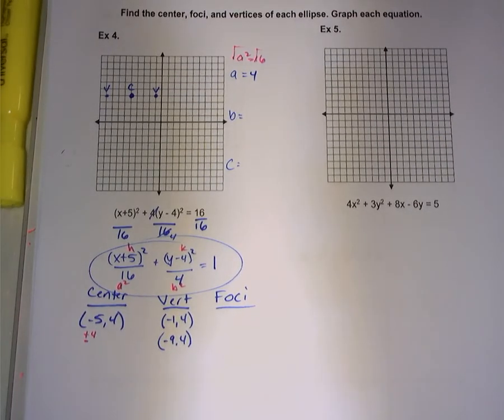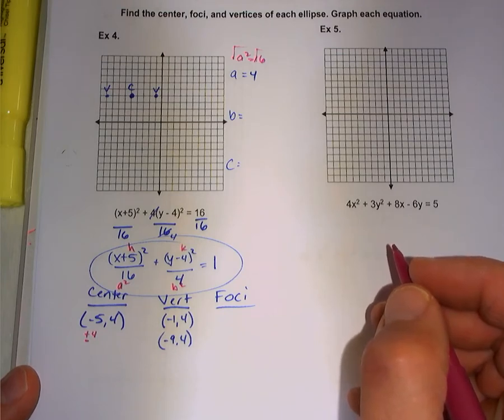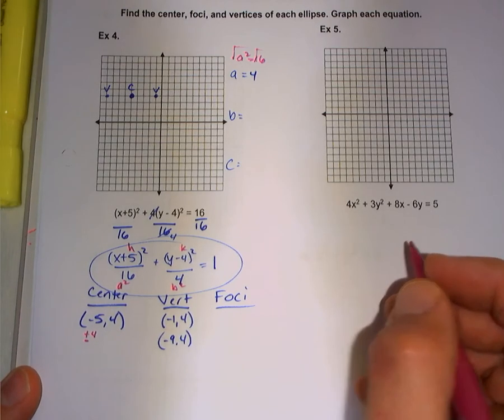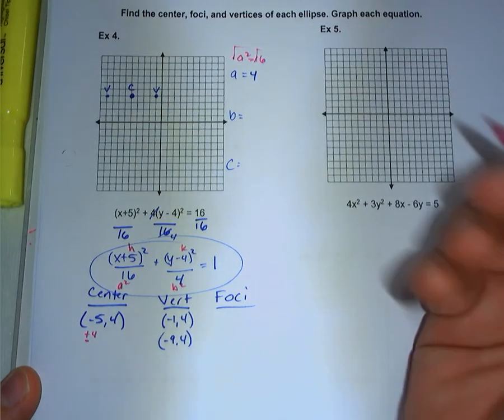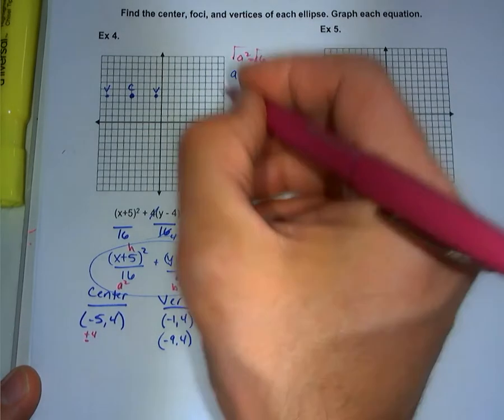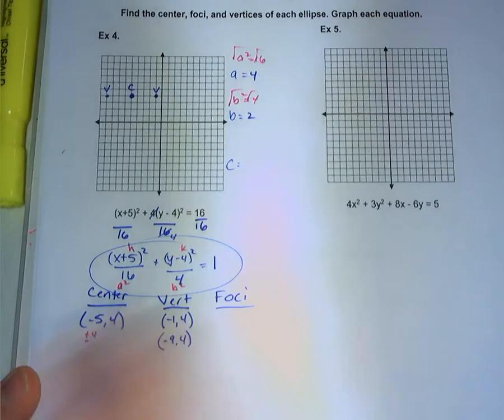B. Tommy, what's b? We know a squared was 16. What's b squared? Nope. What's the little guy? What's the little guy down there? 4. So b squared is 4. So square root that guy. And that guy's 2. That's underneath the y.